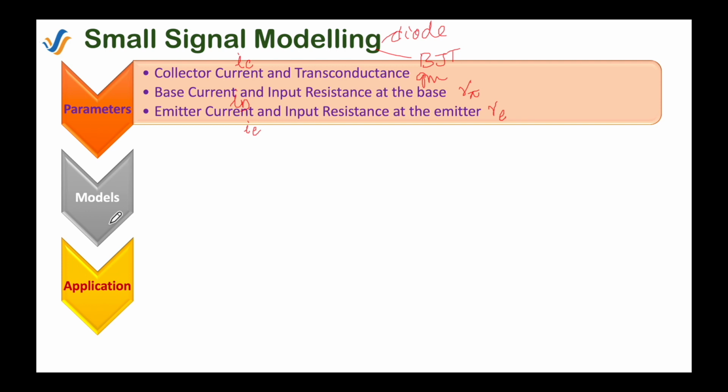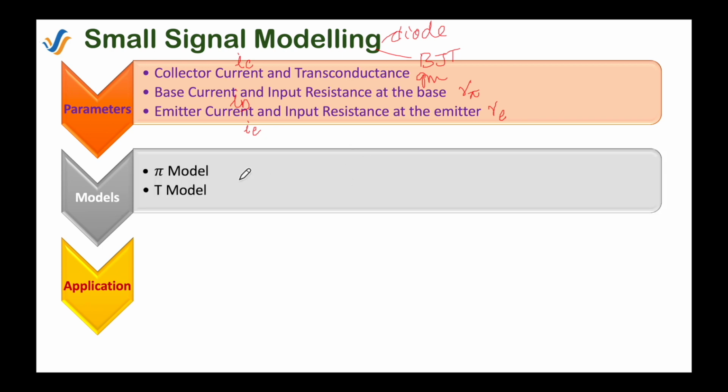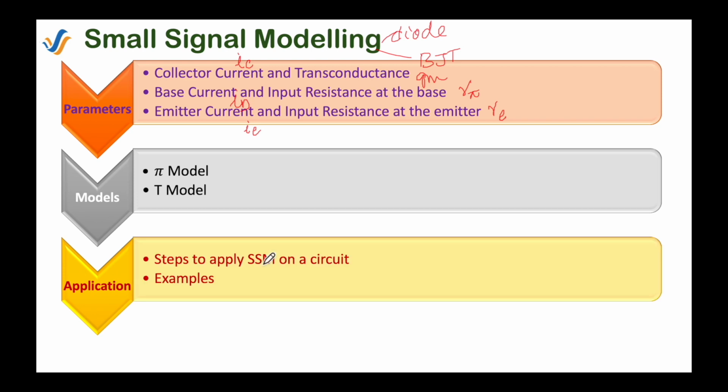And in the next step we will study the most famous and easiest models of the BJT, that are the pi model and the T model. अगर आपका पाई मॉडल या फिर टी मॉडल किसी एक पर भी कमांड हो जाता है, that is more than sufficient. And in the last step I will tell you how we can apply the small signal model of the BJT on an amplifying circuit.